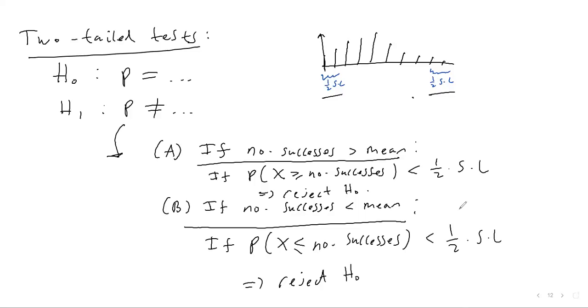And the same kind of idea here. If the number of successes you calculate from the data is less than the mean, so remember, the mean for a binomial distribution is n times p, then we calculate the probability of x being less than or equal to the number of successes we got from the data. If that is less than half the significance level, then we need to reject H0, because this probability is so small that it's unlikely that our null hypothesis was true.